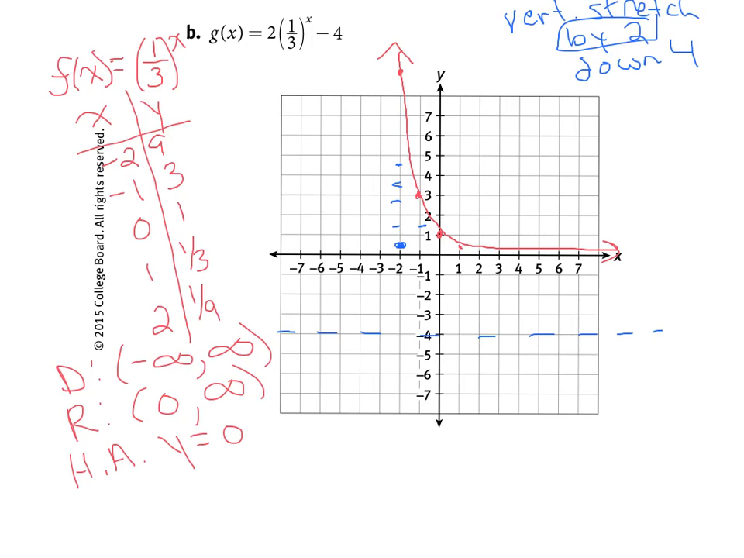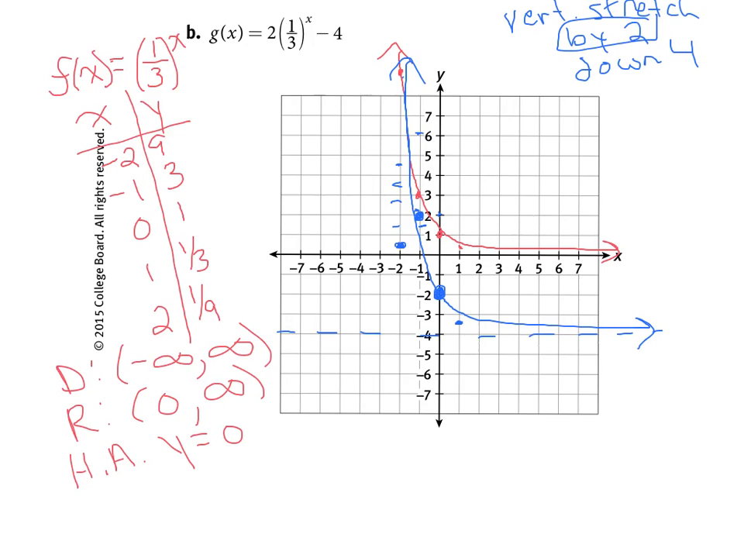This should have been 6 and then down 4, which would have put me at a 2. 1 doubled would be a 2, down 4 would put me at negative 2. 1/3 doubled would have been 2/3, down 4 would have put me about here. So I'd end up with my graph doing this. I cannot believe I messed up there.